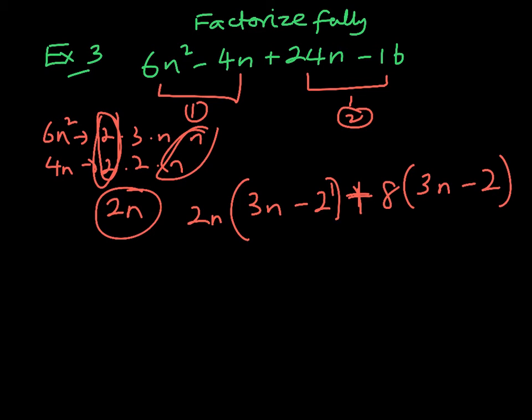So now we see that on both sides there's something that's common, so we can factor out 3n minus 2. So we take 3n minus 2 outside in the bracket, and then what we have left over is 2n plus 8.